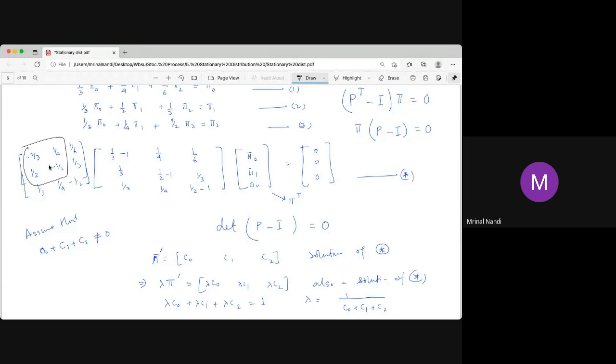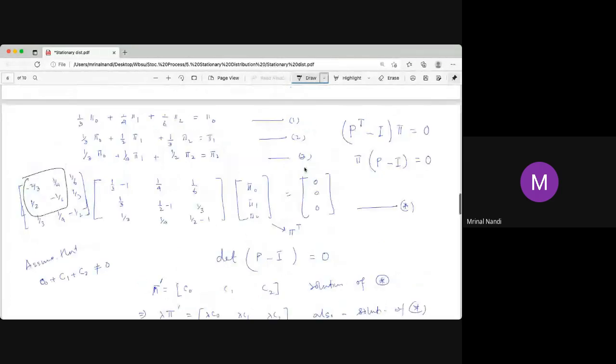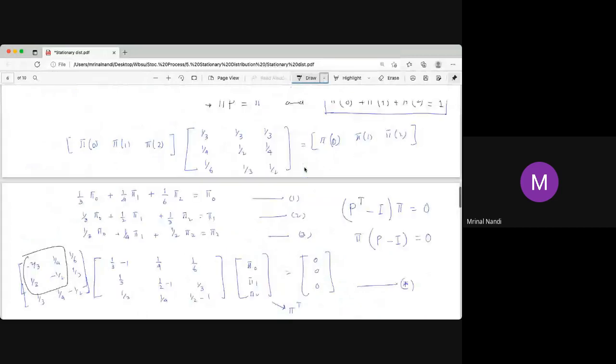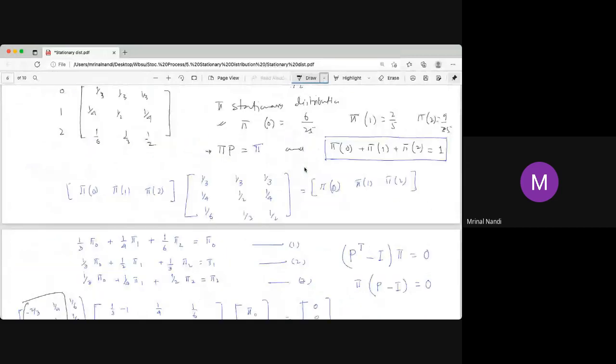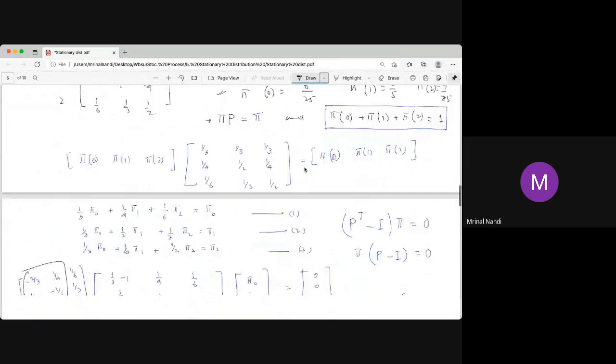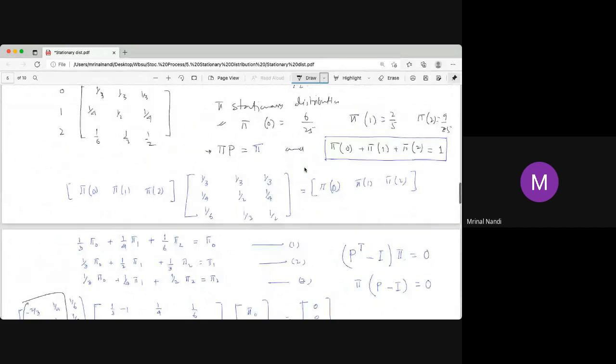So the dimension of the null space, or kernel, is 1. So there is exactly one vector whose coordinate sum is 1. That means in this case the stationary distribution is unique, and this unique distribution is what is already given: 6/25, 2/5, and 9/25. If we add these, the sum is 1. You can check that this satisfies the three equations.